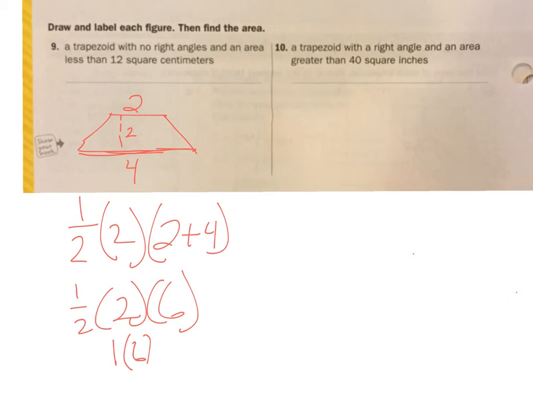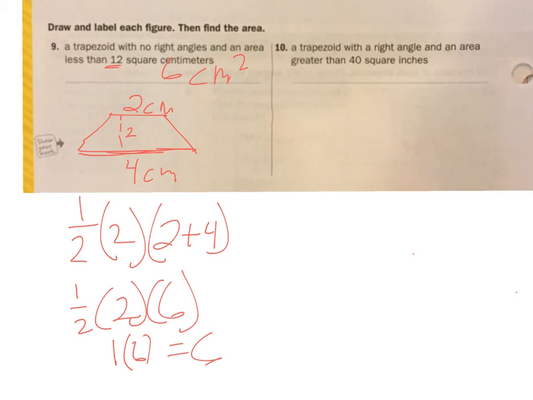Okay, we have to draw and label each figure, and find the area. So number 9 says a trapezoid with no right angles and an area less than 12 square centimeters. So I'm going to go small on my bases. It has no right angles, so I have no right angles here. Now I'm going to say this is 2, this is 4, and then I'll say the height is 1. 1 times 6 equals 6. Okay, so this drawing, and we'll make these centimeters, is 6 centimeters squared, which is less than 12. Okay, now trapezoid, this is just one possible answer. You could have other ones, it just has to be less than 12.